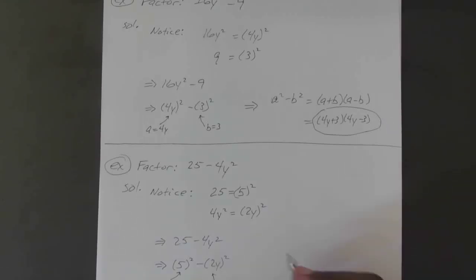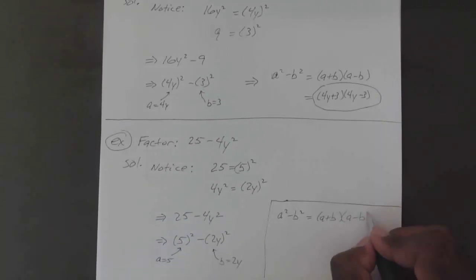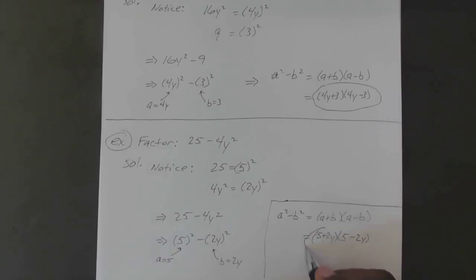So if we're going to plug it into the formula, a squared minus b squared equals a plus b times a minus b. Then that's going to equal a plus b is 5 plus 2y, and 5 minus 2y as your answer. All right, so any questions on this one so far?